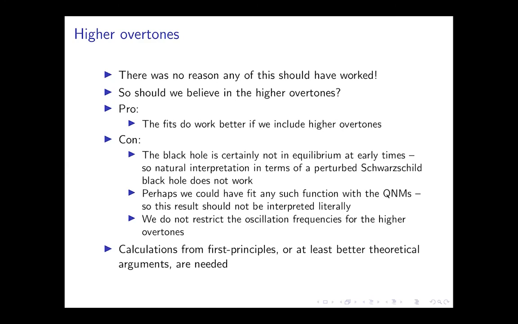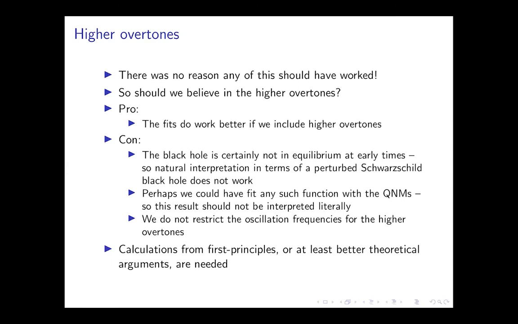Okay, ignoring that for the moment and assuming that all of those concerns are a typical theorist concern and don't really concern us here, even then should we believe in the higher overtones? Well, the pro is that the fits do work much better if we include the higher overtones, so that is a very strong argument. But on the con side, as I said, the black hole is not in equilibrium at these early times, so the black hole is growing significantly, so you can't interpret that as a perturbed Schwarzschild black hole in any sense of the word. You could try to include higher order perturbations, and maybe that is a way to explain it, but so far that calculation doesn't exist.